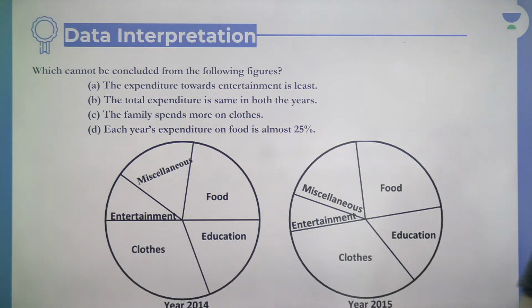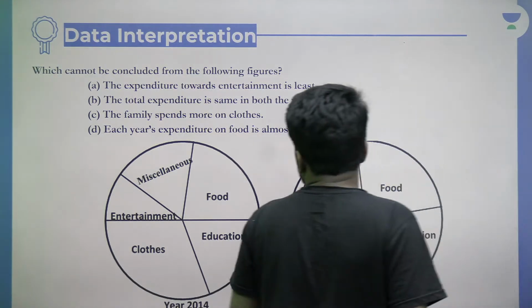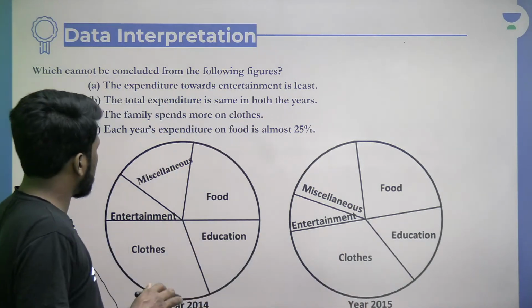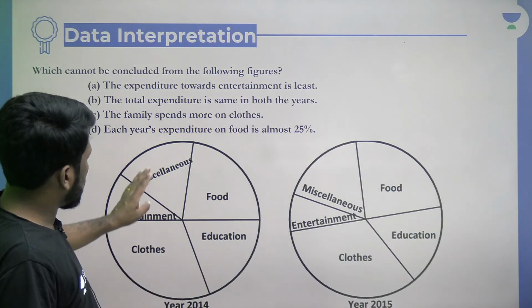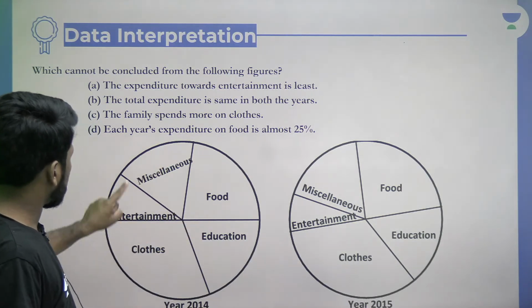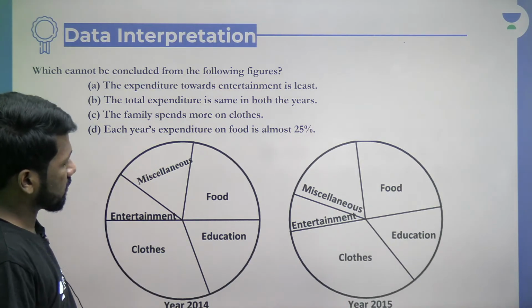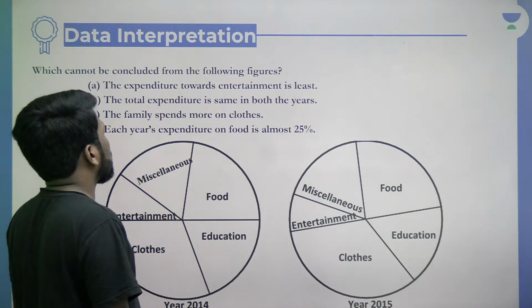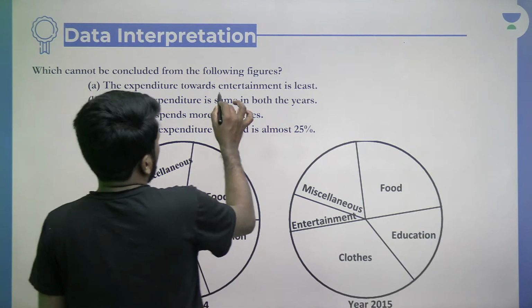Okay. So which cannot be concluded from the following figures. The figure is year 2014, year 2015. The expense towards food, education, clothes, entertainment and miscellaneous in both years is represented as two pie charts. So expenditure towards entertainment is least.